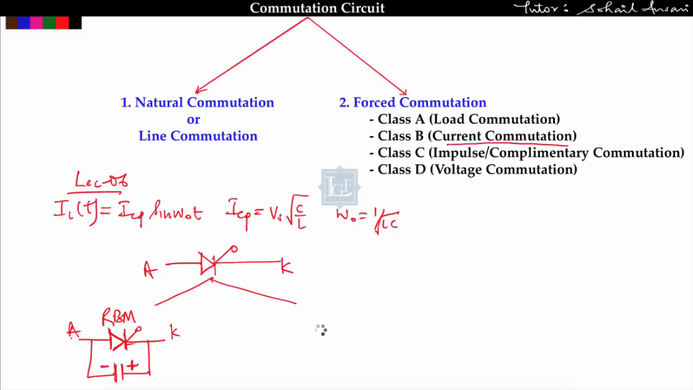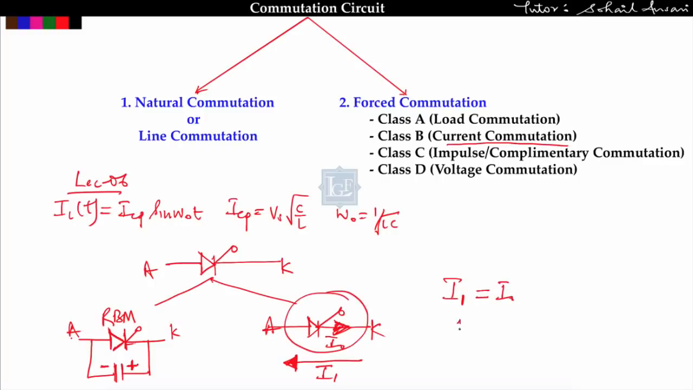The second method to turn off the SCR: say I am supplying the gate current, so it is conducting, and the current I naught is flowing like this. To turn off this SCR, I supply a current I1 equal to I naught in the reverse direction. Then the overall current flowing in this SCR will be zero, meaning the anode current becomes less than the holding current. In this way we can turn off the SCR.